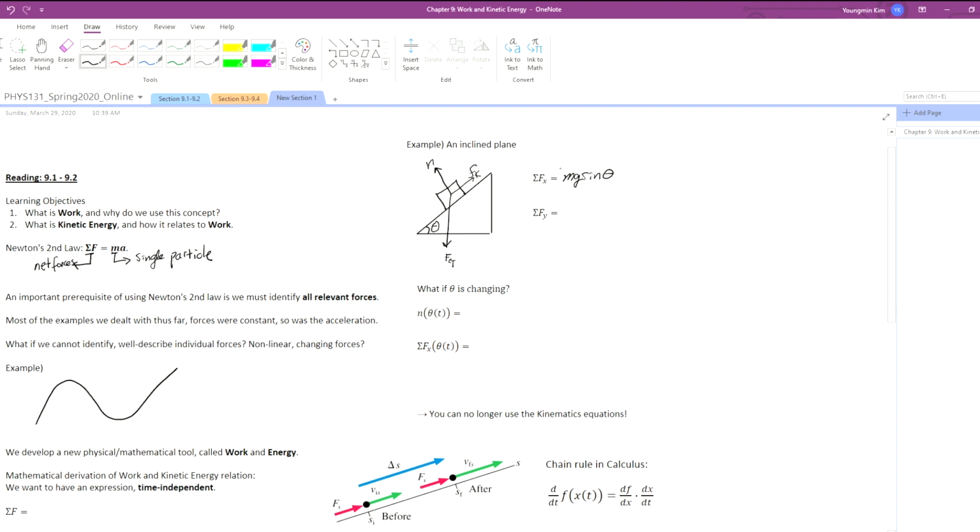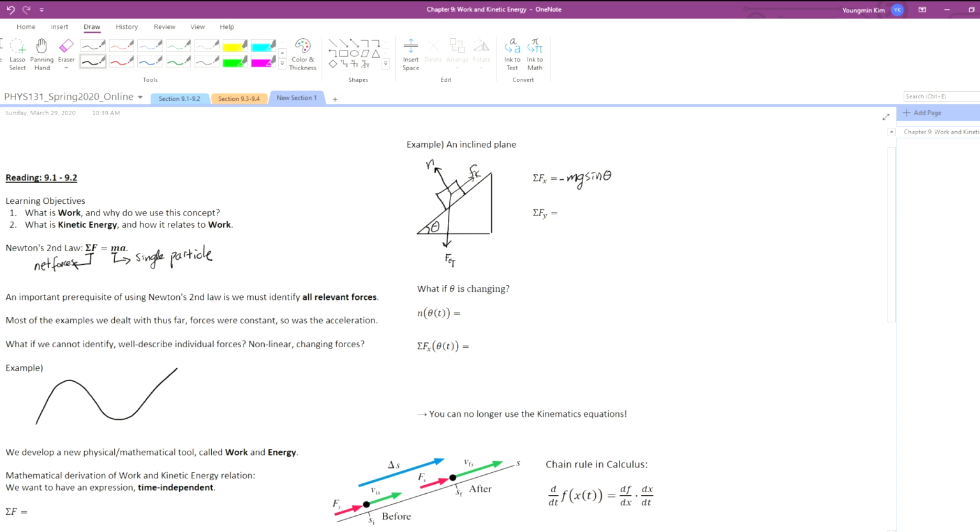Actually, let's call that minus. Let me erase that here. Try to write it once again. All right, so let me start writing minus mg sine theta.